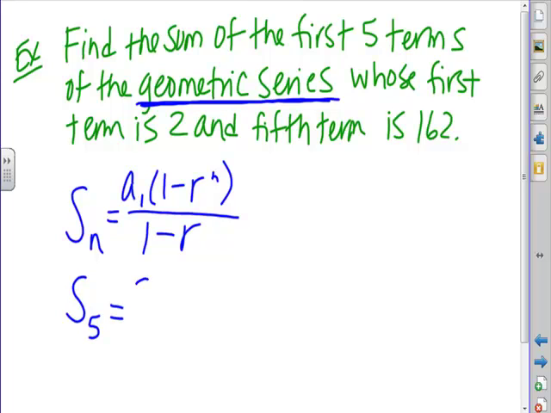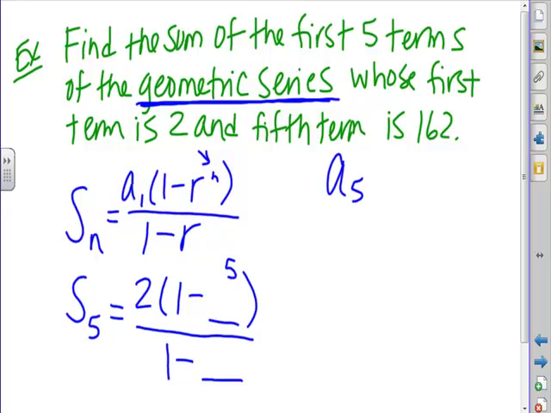As it turns out, I do. It's 2. Times 1 minus r. Do I know the common ratio? Well, right now that's a problem, so I need to figure out my common ratio. I do know what my n is, though, so once I find my common ratio, I'm going to raise it to the 5th power.